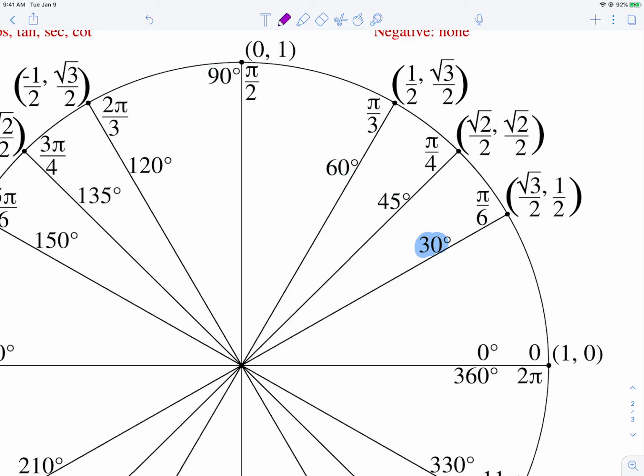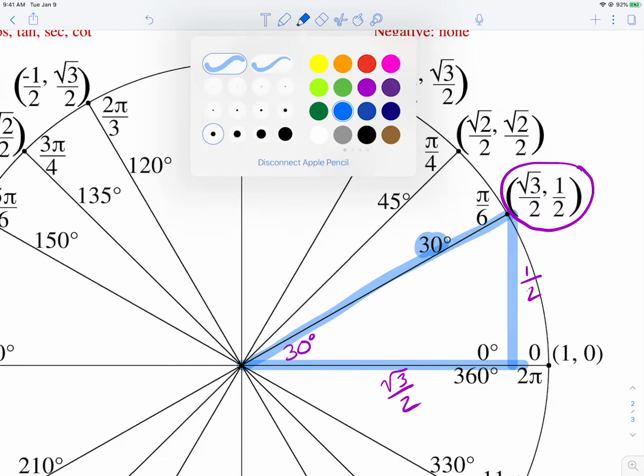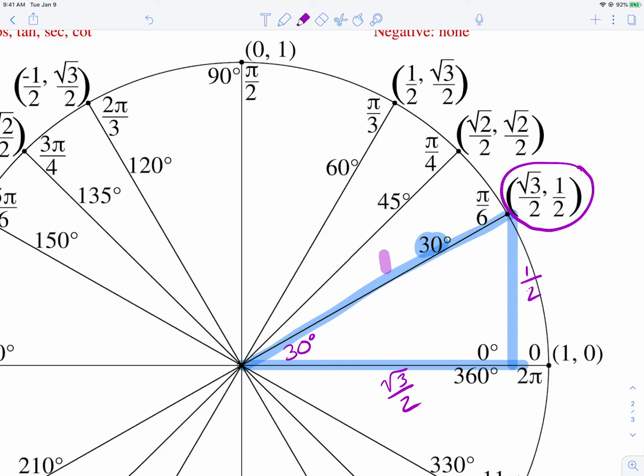So the way that this coordinate right here came about is somehow on this coordinate plane, if we are talking about this being on a coordinate plane, we started at the origin, we went over square root of 3 over 2 places, and then we went up 1/2. So we went over the square root of 3 over 2, and we went up 1/2. Now the 30 degrees is that right there. And what we also know, if we create this lovely triangle here, is that this length is a length of 1 because it is a unit circle.